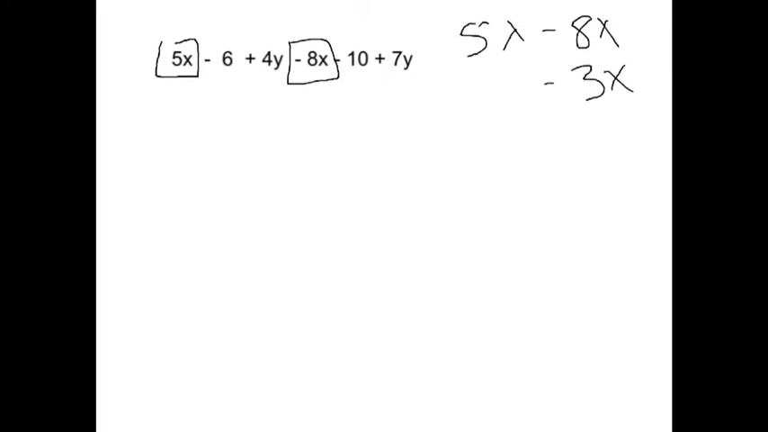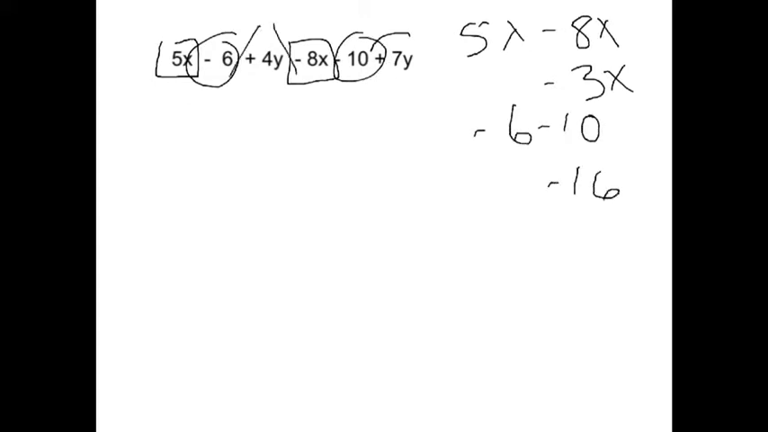Now we have two different variables and a constant, so you're going to have three different pairs of like terms. You're going to combine the terms that are the same. That would be 5x minus 8x, which should give you negative 3x. You have a negative 6 and a negative 10, which gives you negative 16. And then you have a plus 4y and a plus 7y, which gives you a positive 11y.